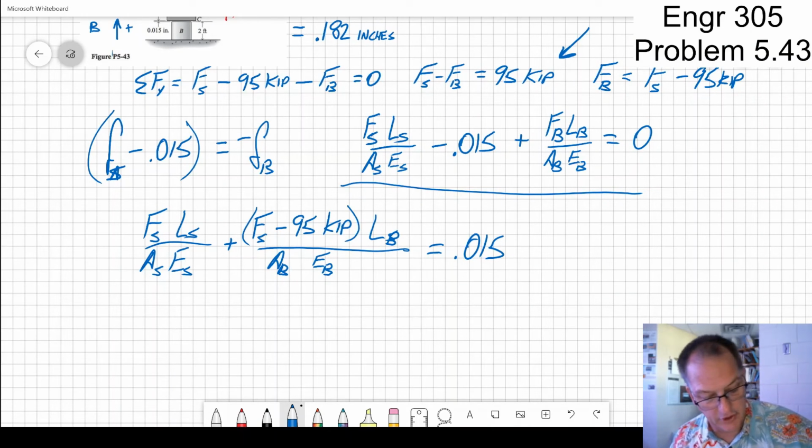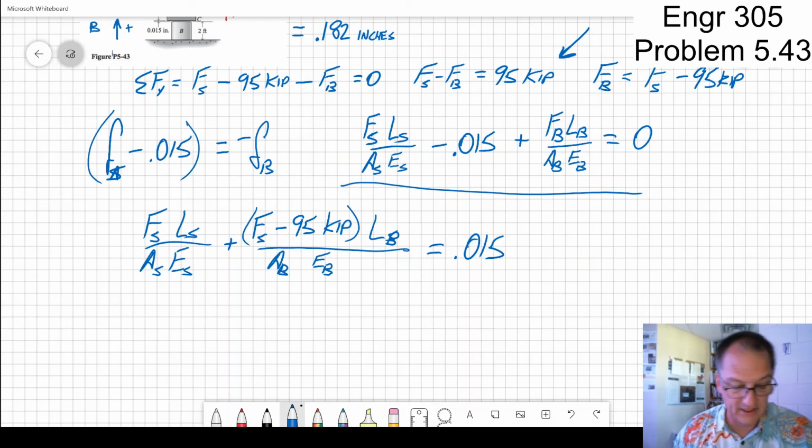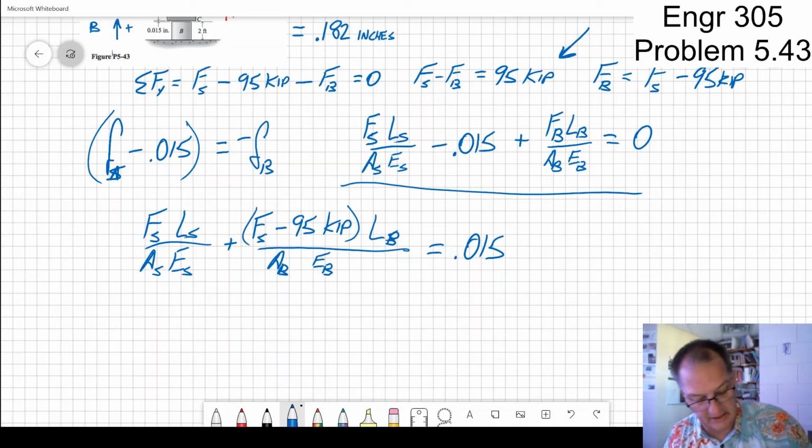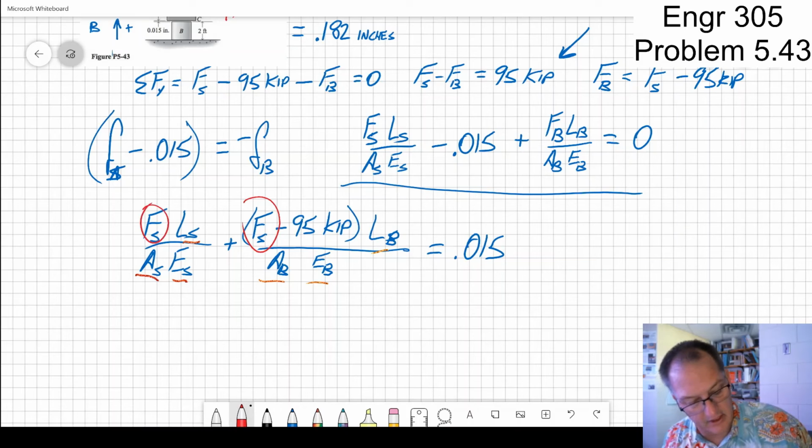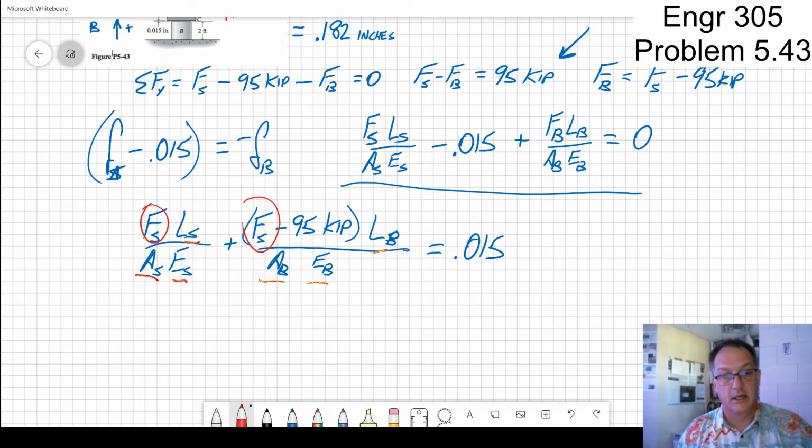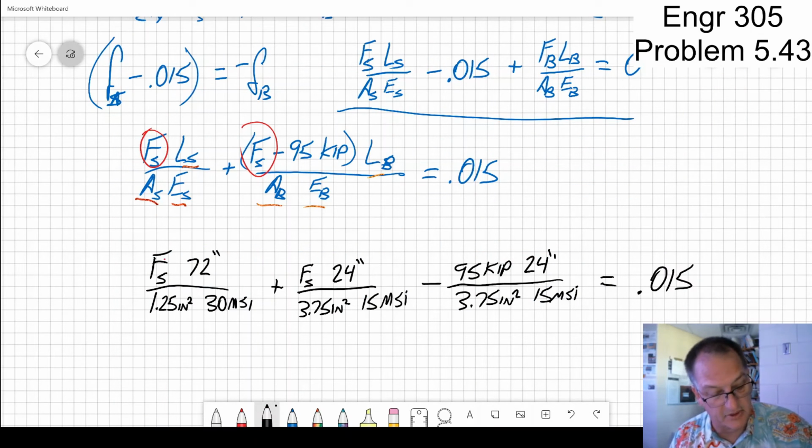Now I can rearrange. Actually, everything is known except for the force in the steel, right? I know area of the steel, Young's modulus for steel, length of steel, area of the bronze, length. The only unknown there is the force in the steel. So I can plug in all the numbers and solve. I just substituted in for the length. So force of the steel, 72 inches, 1.25 inches squared, 30 MSI, right? Boom, boom, boom, punch that in.